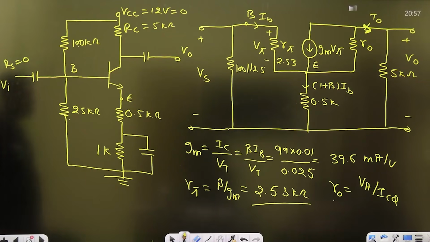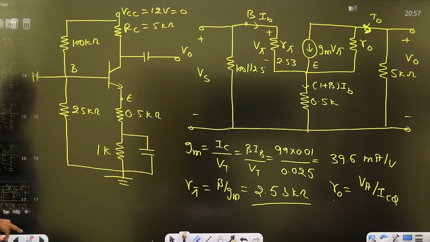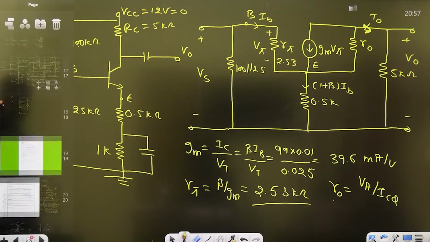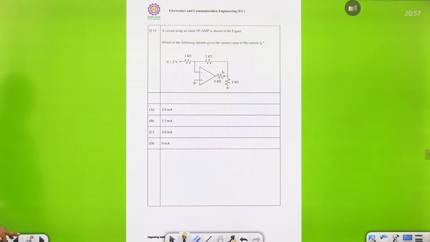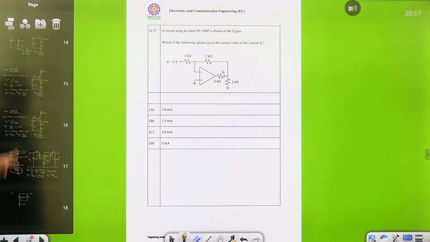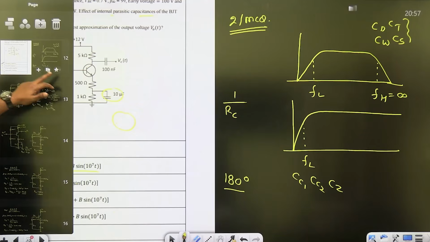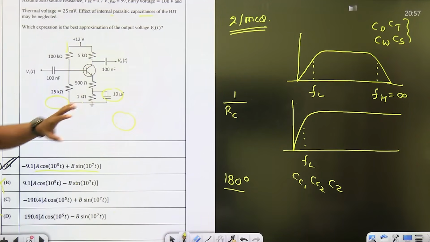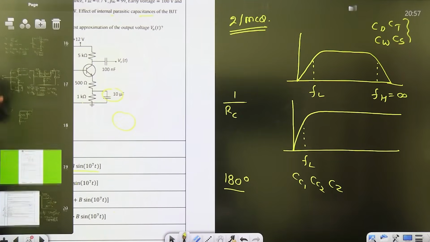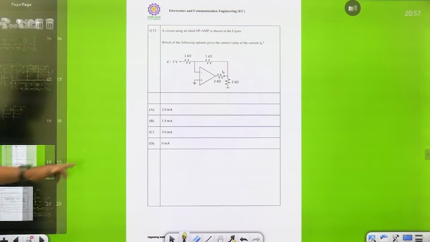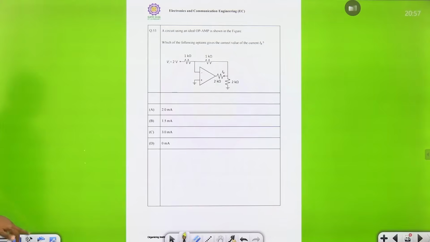Now next question is from the analog again, that is operational amplifier. The answer I have already given for this question, directly without pen. You can directly give the answer minus 9.1. But this question is very, very conceptual. Next class I will discuss it in full detail. Now let's come to the next question.